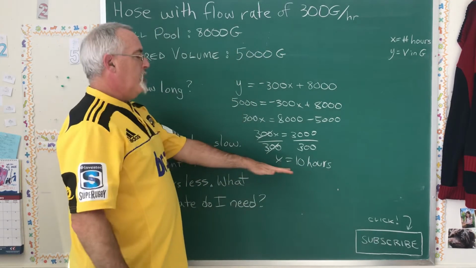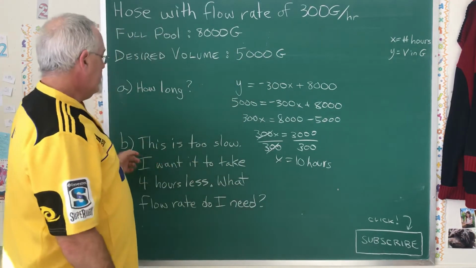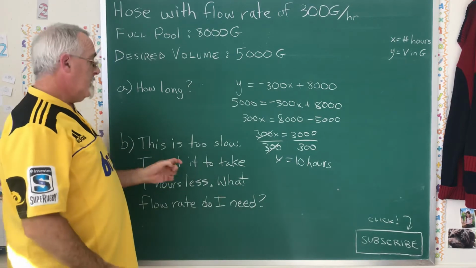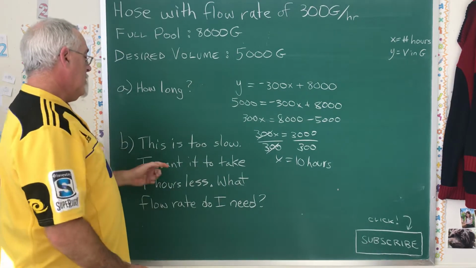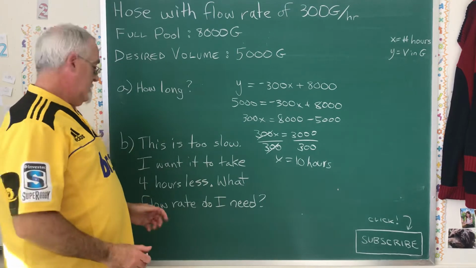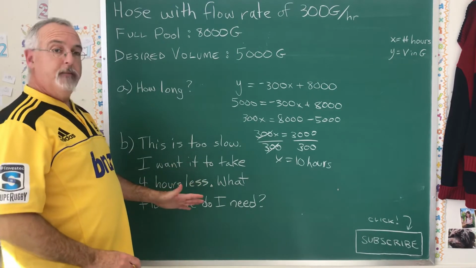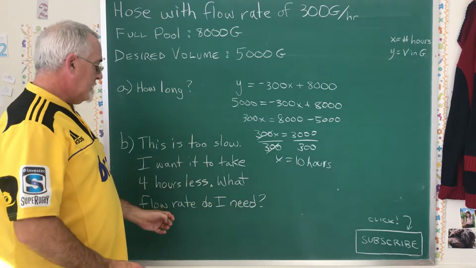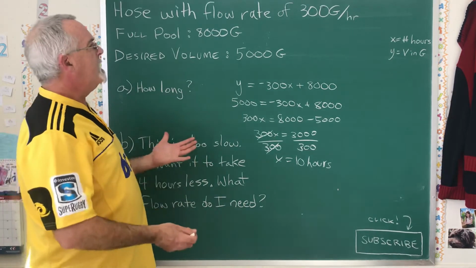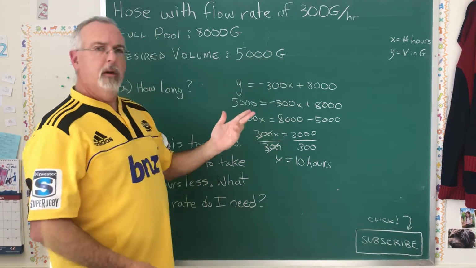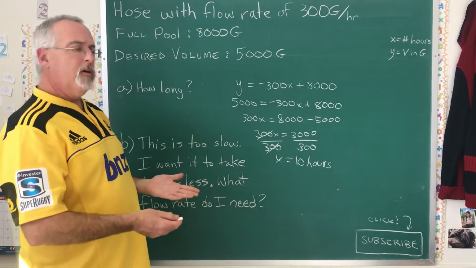So that is straightforward. But question B, I've decided this is too slow. I want it to take 4 hours less. What flow rate do I need? This is a tricky question because they're asking for a new flow rate, which means they're asking for a new slope. So the new slope is our unknown.